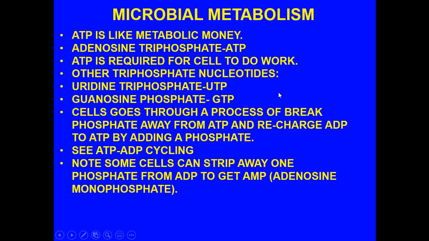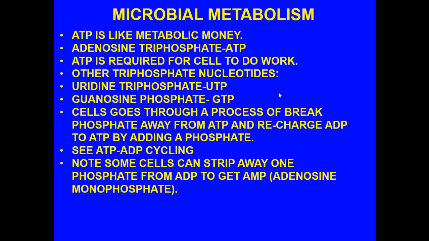Now, one of the key points you want to keep in mind is ATP, adenosine triphosphate. It's like metabolic money, which sounds kind of goofy, but really, remember that chemical energy in a cell primarily is ATP. There are other triphosphate nucleotides. Uridine triphosphate, guanosine triphosphate. ATP is required for a cell to do work. Some of these other unique processes have been found where certain chemical reactions occur and require UTP or GTP.